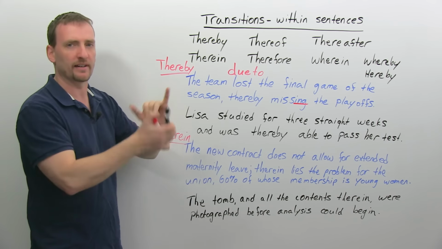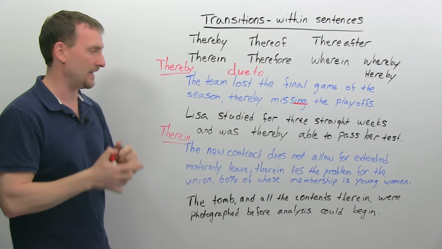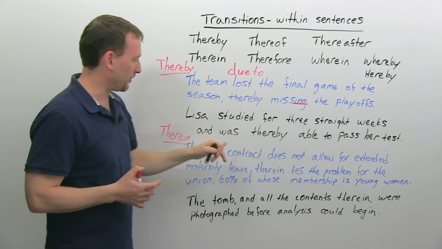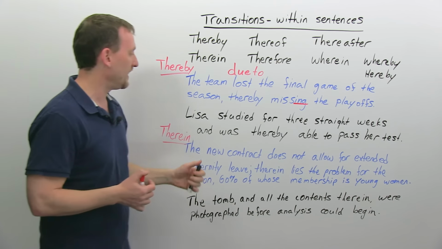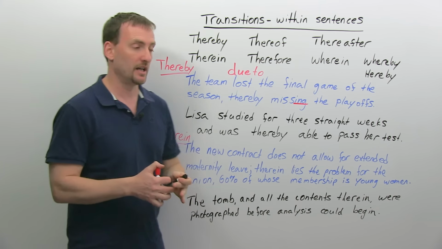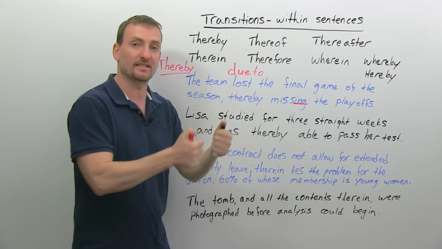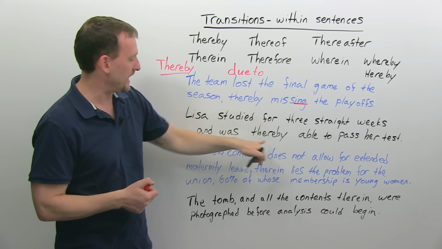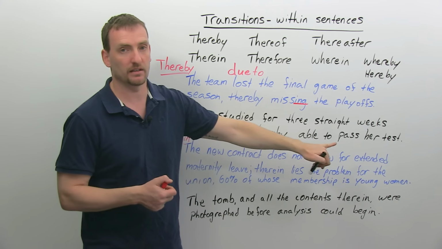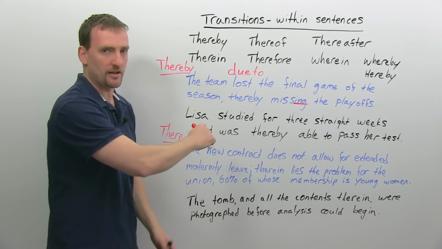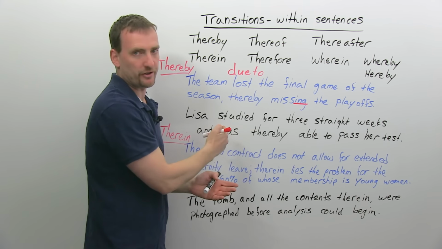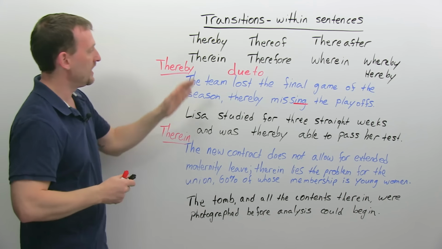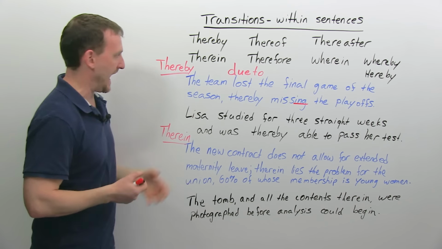This one gives you another option, basically, on how to link the ideas. Cause, effect. But we don't have to use the ing. We can use another way. Lisa studied for 3 straight weeks and was thereby able to pass her test. So she studied, and through this action, she was able to pass her test. And she was thereby able. Notice that I'm not using this to start the clause. I'm using it within the clause, between the verbs, to show through this action, this was the result that she was looking for, okay? So, by which, through which action.